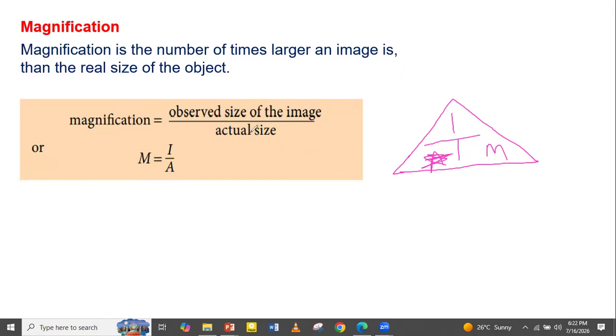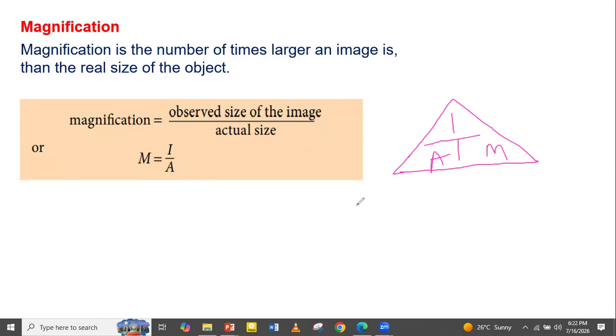If I'm looking for image size, I'll simply cancel out image size. If I cancel out image size, you can see I'm remaining with A times M. So it will be actual times magnification. That is going to be very key in our next section that we are going to look at.